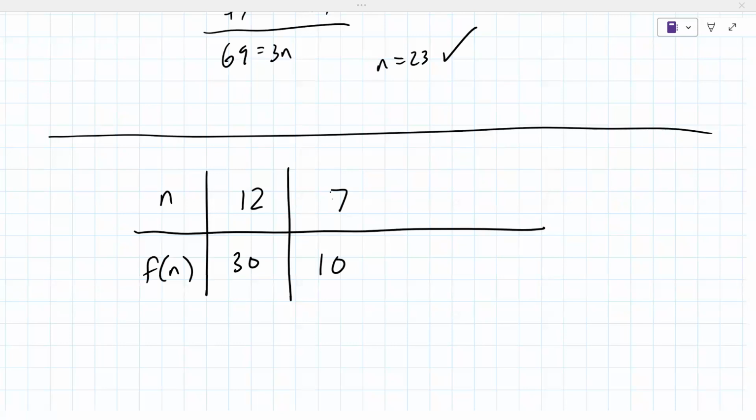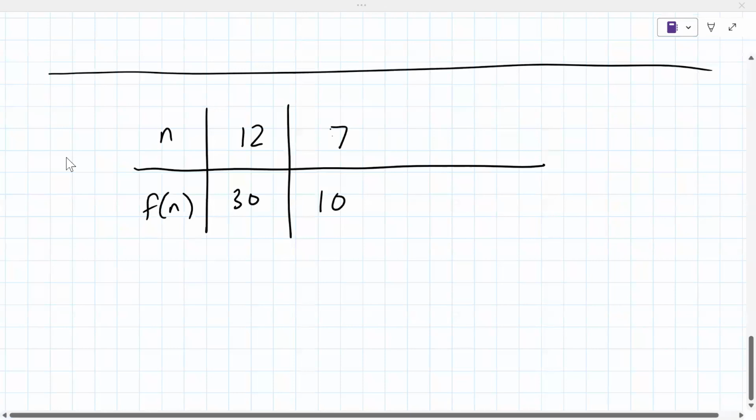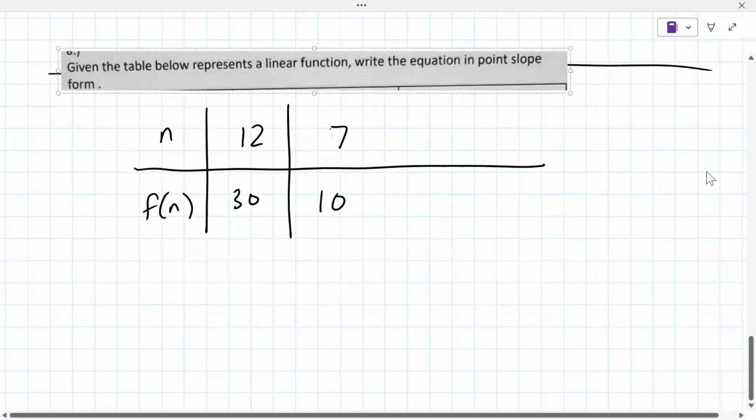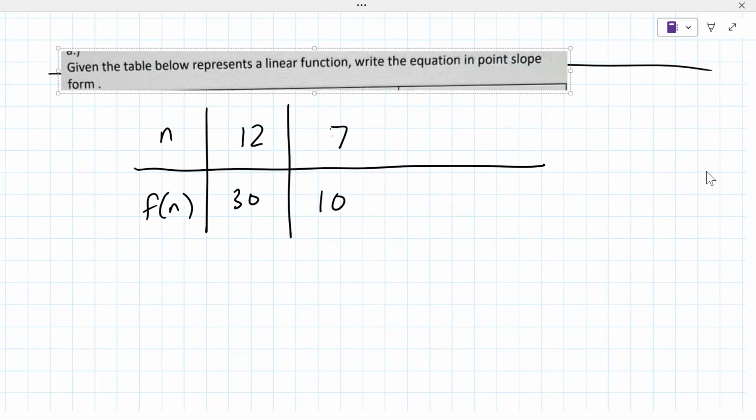I'll snip in here what I actually want you to do. Given the table above, write the equation in point slope form. So forget about that point slope form. That's something else. Just do exactly what we did in the previous problem. I got minus 20 over minus 5, so that equals 4, right? Slope is 4, positive 4.